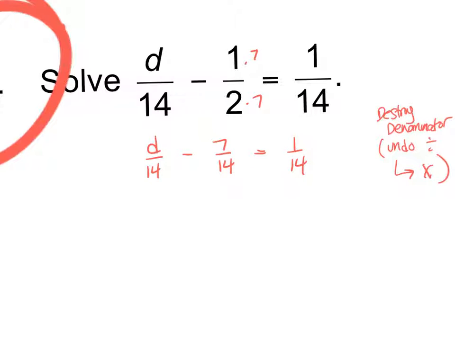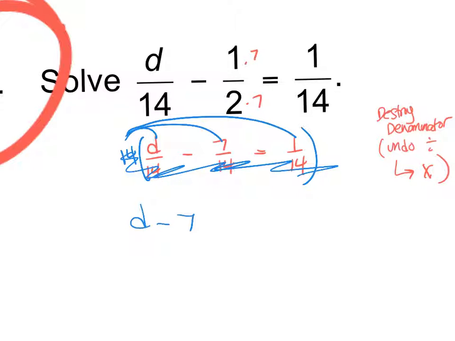So in order to undo divided by 14, divided by 14, and divided by 14, you are going to simply multiply the whole entire equation by 14, because you're going to multiply 14 to everything. By doing that, you are simply just erasing or getting rid of the denominator. You're undoing that division. So that leaves you with d minus 7 is equal to 1. And now it's a simple one-step equation. D is equal to 8.